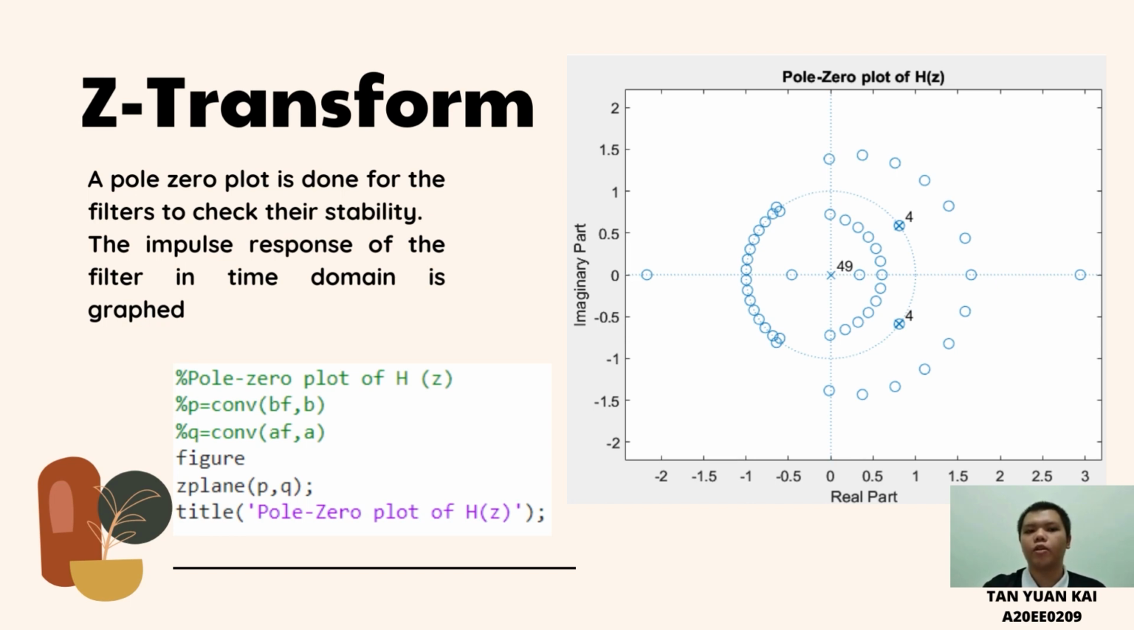From the pole zero plot, there are 4 poles with conjugates. So the Butterworth filter is the 4th order bandstop filter. And there are 49 poles at the origin. So we know that the FIR filter is the 50th order. Based on the pole zero plot graph, we know that the poles are inside the unit circle. Thus, we can conclude the system is stable.